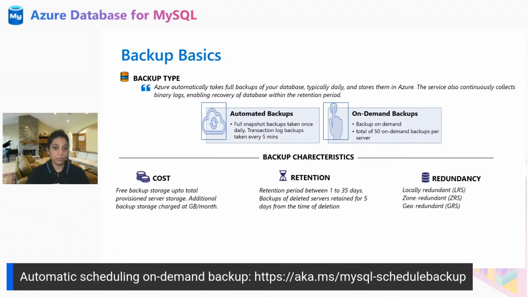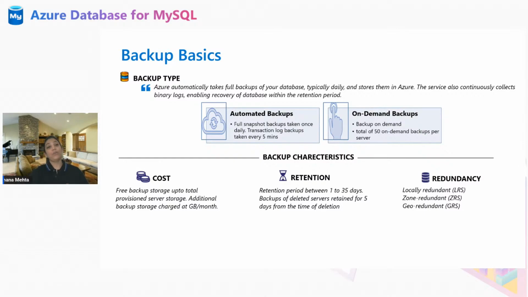Let me explain this by an example. If you provision a server with 50 GB of storage, then 50 GB of backup storage is offered to you free of cost. The second is retention. Both the backups are governed by a retention period between 1 to 35 days, which means when you configure a server, you can specify the retention period to be between 1 day to 35 days.